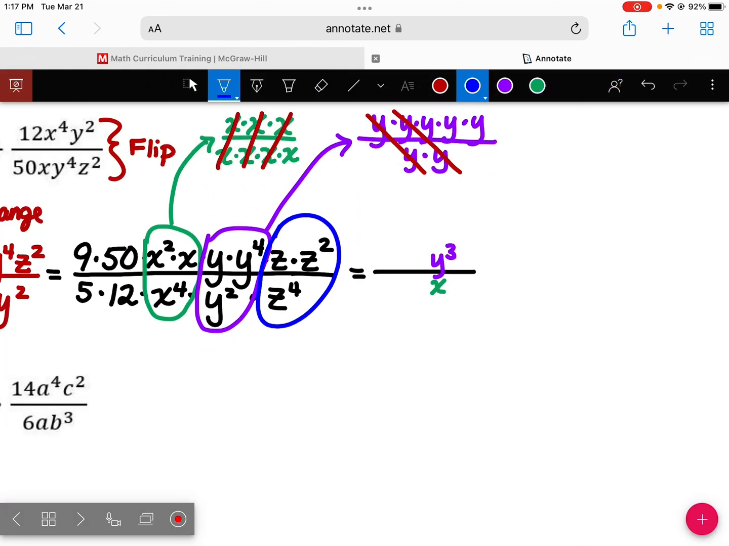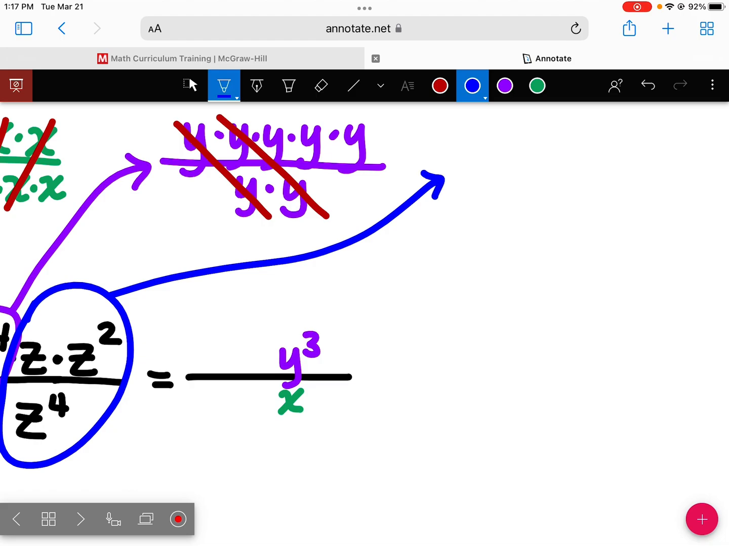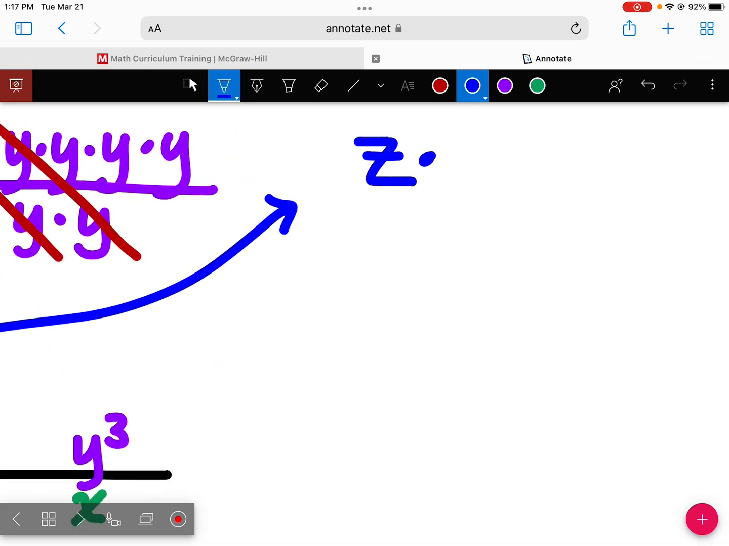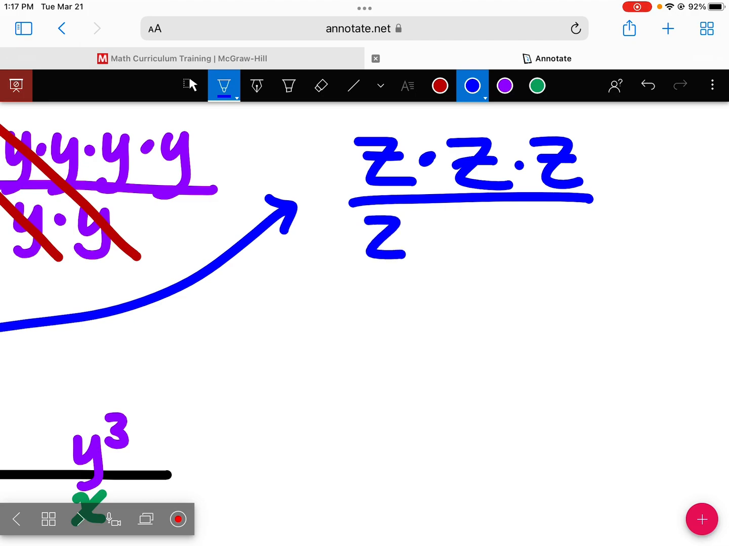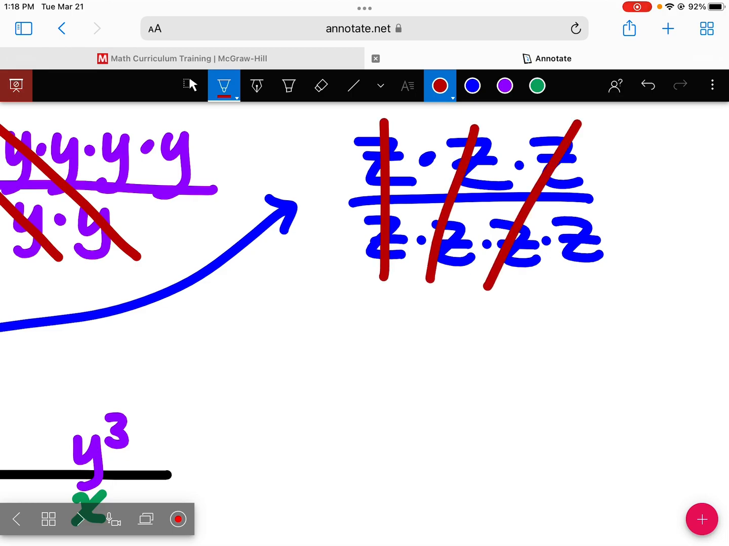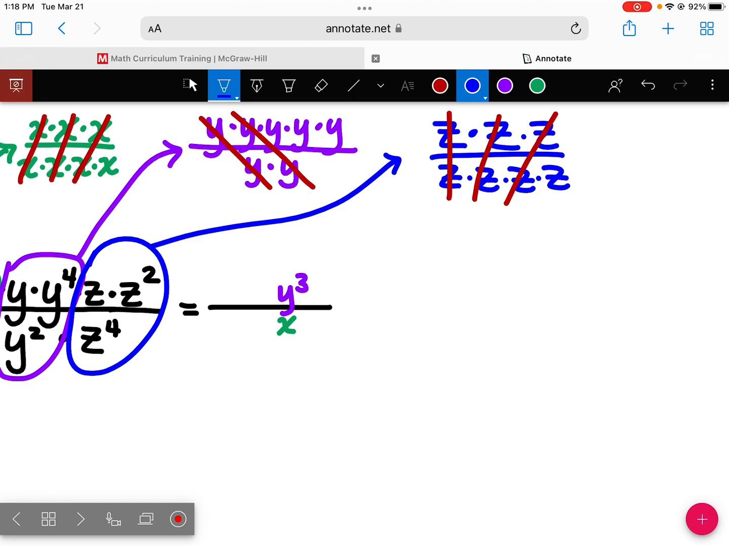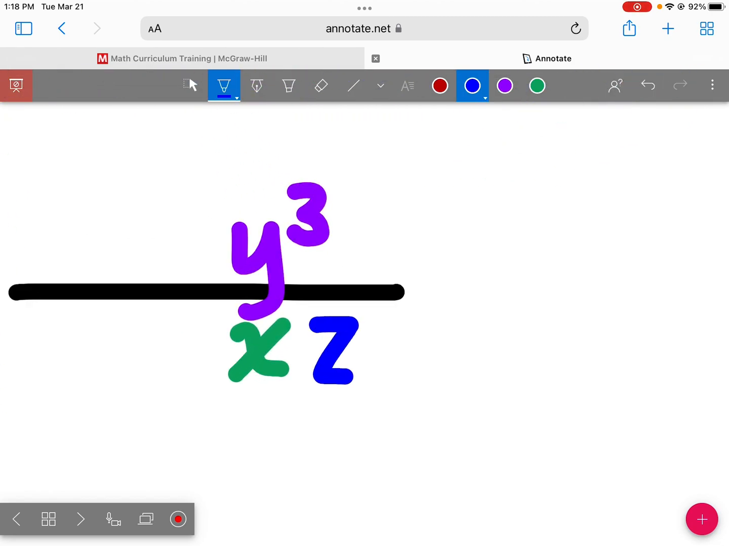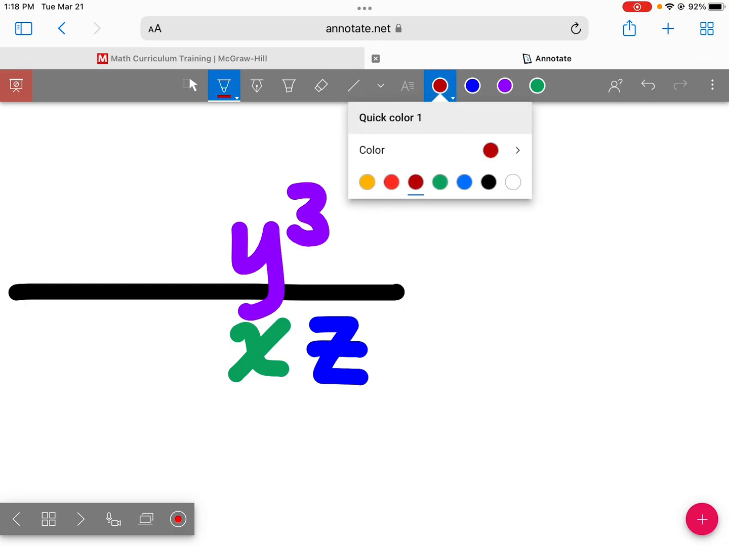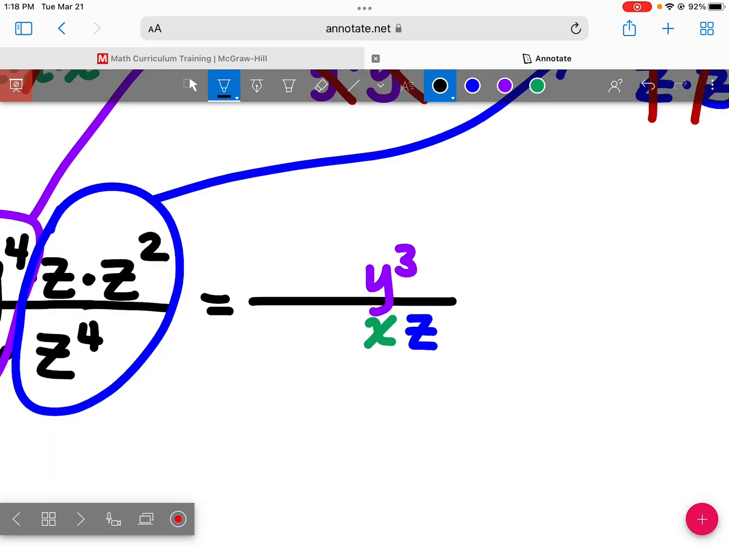Same thing with my z's now. I have z times z squared, z times z, over z to what power? Z to the 4th, z times z times z times z. Will any of these pieces cancel? Yes. 1, 2, 3, which leaves me with what? 1z on top or bottom? On the bottom. All right, I'm going to bring those numbers over. We haven't touched those at all yet, but I don't want to get too much going on here.